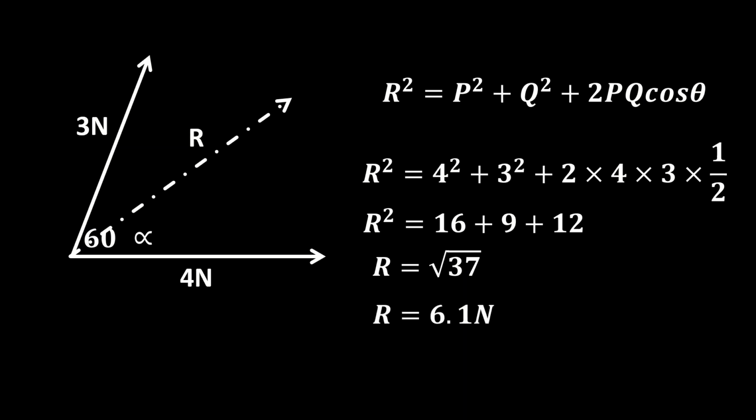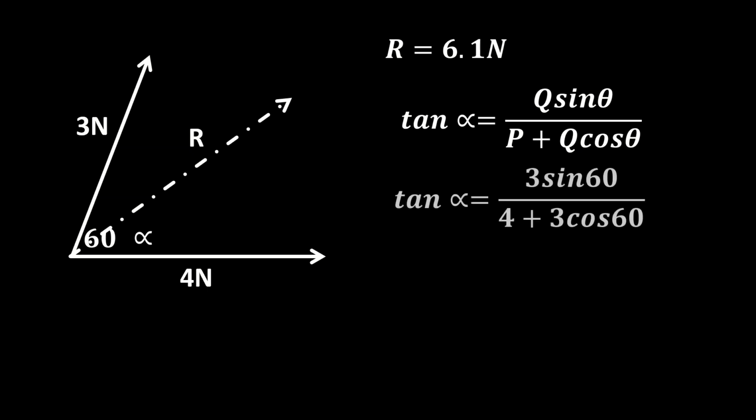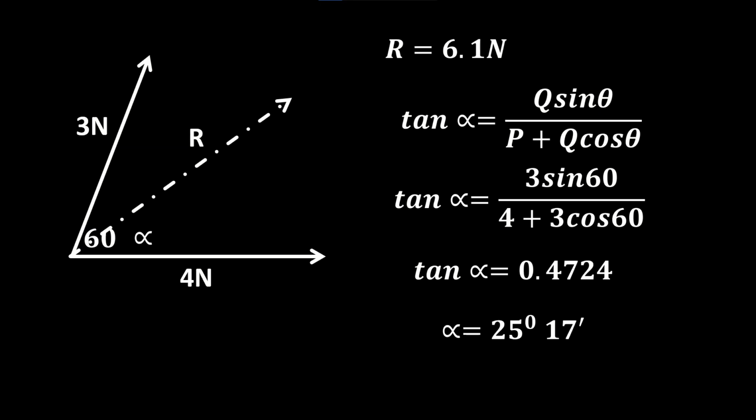So let's apply the next equation to find the angle alpha. Tan alpha is equal to q sin theta divided by p plus q cos theta. This would give us 3 sin 60 divided by 4 plus 3 cos 60. After simplifying, you will get tan alpha is equal to 0.4724. Find alpha, which is 25 degrees 17 minutes. So that is how we find the resultant of two non-perpendicular vectors.